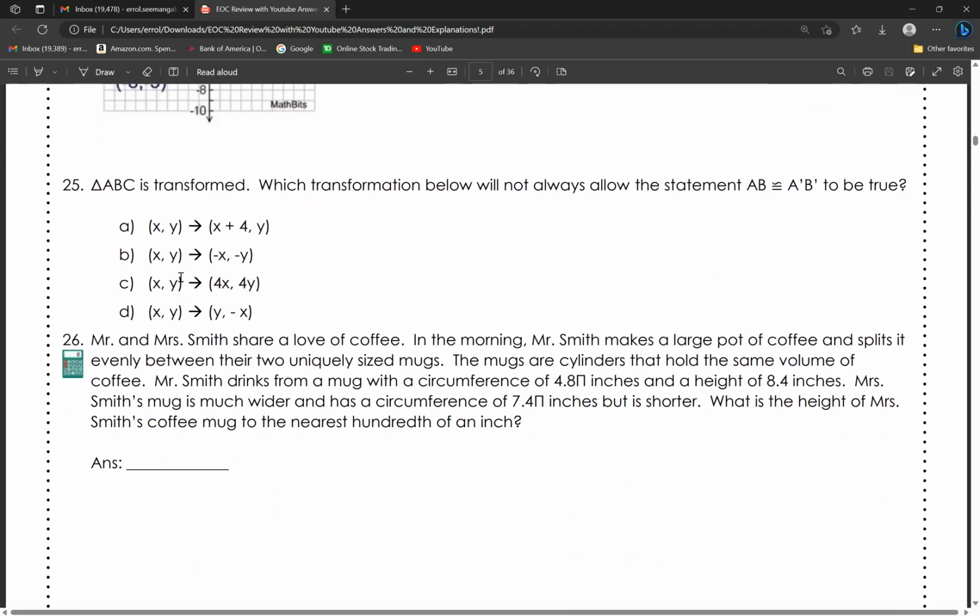25, triangle ABC is transformed. Which transformation below will not always allow the statement that one triangle is congruent to the other to be true? Okay, it'll be this first one. Which transformation below will not always allow the statement to be true? Well, let me think about this. This one, yeah. Yeah, it would be this first one.